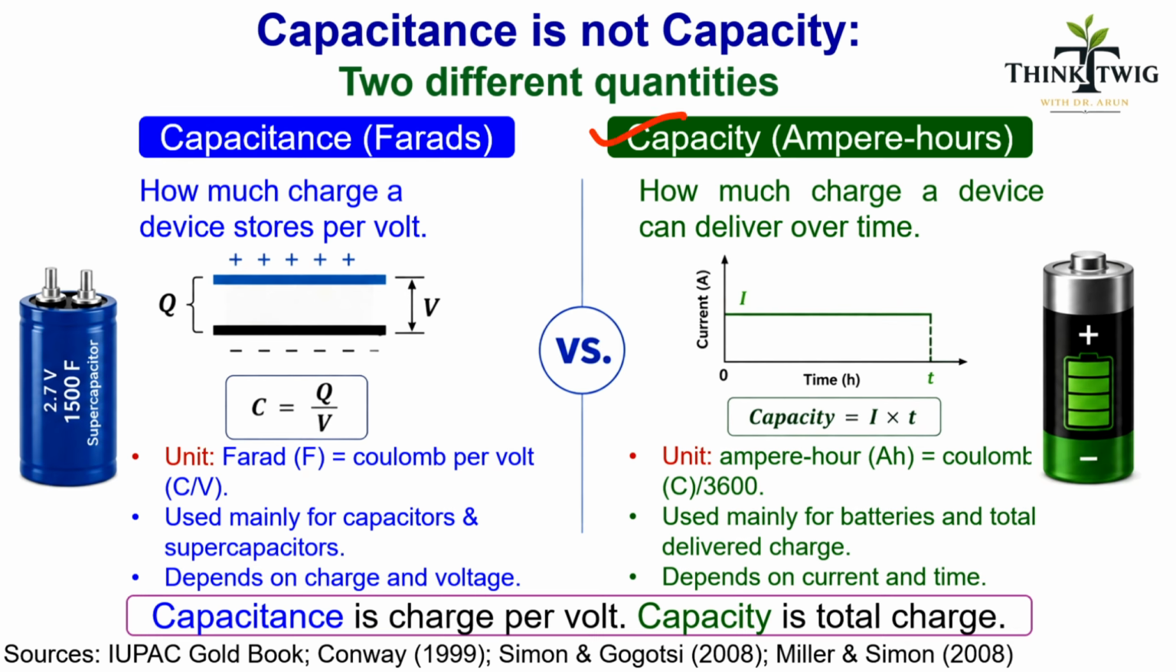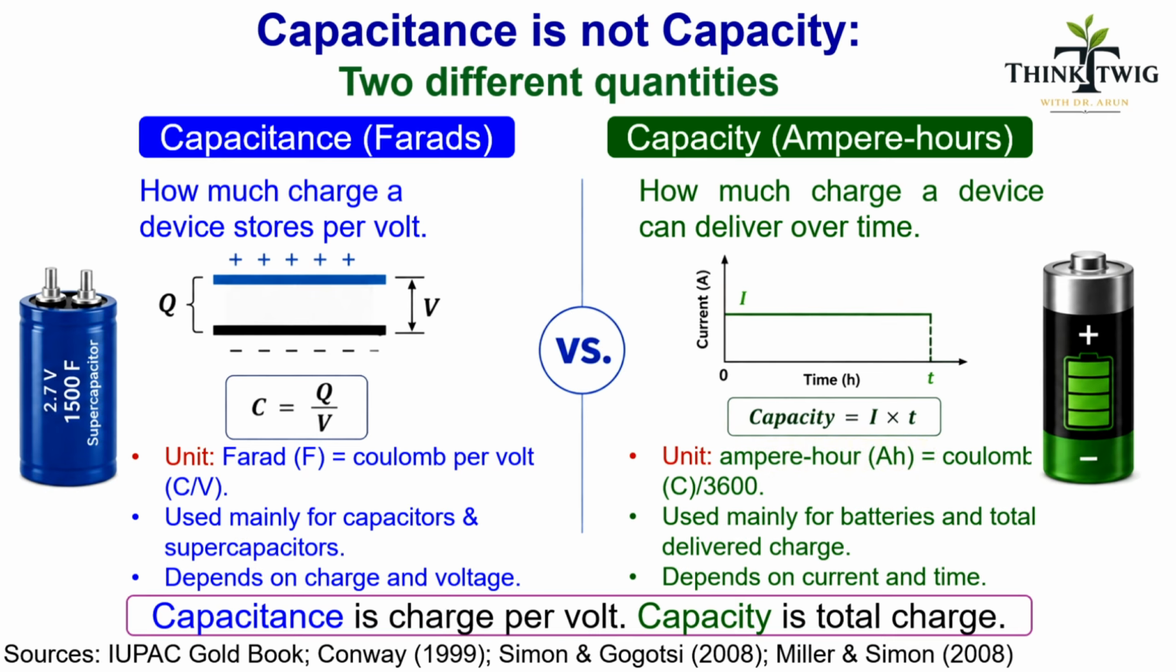Now move to the capacity. The capacity tells us the total amount of charge delivered. For constant current, we can write Q equals I multiplied by t. Here I is current and t is time. So the capacity connects current with time. This is why batteries are commonly reported in ampere hours, or Ah.